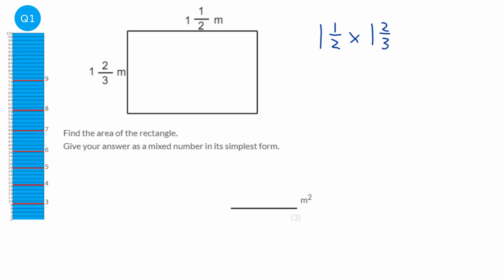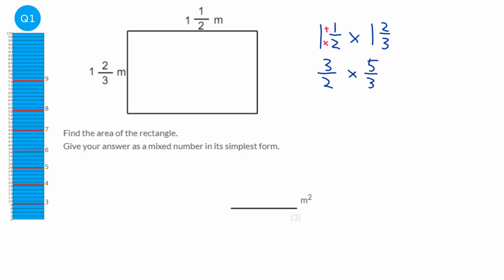Now when you multiply with fractions, always make them top heavy first, or improper, and to do that you times the big number by the bottom and add it to the top. So we're going to do 1 times 2 and add it to the top, so 3 over 2. Same with this one, 1 times the 3 at the bottom, added to the top. 1 times 3 is 3, add to the top is 5.